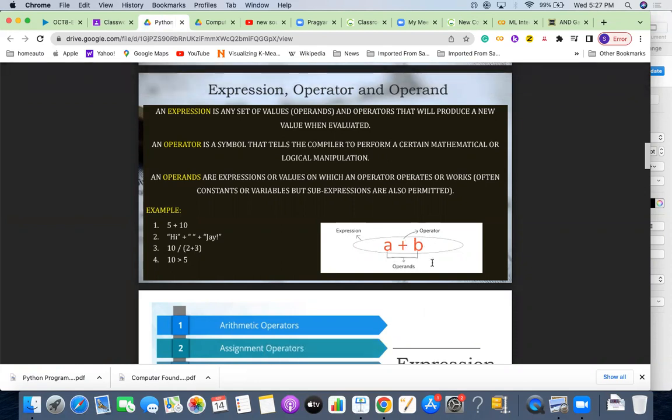What kind of expressions, what kind of operators, what kind of operands are supported by Python is what we are looking at. Each different programming language supports different expressions, operators, and operands. What we are interested in is what is supported by Python. That is what we are trying to study. Any questions on expression, operator, and operand?